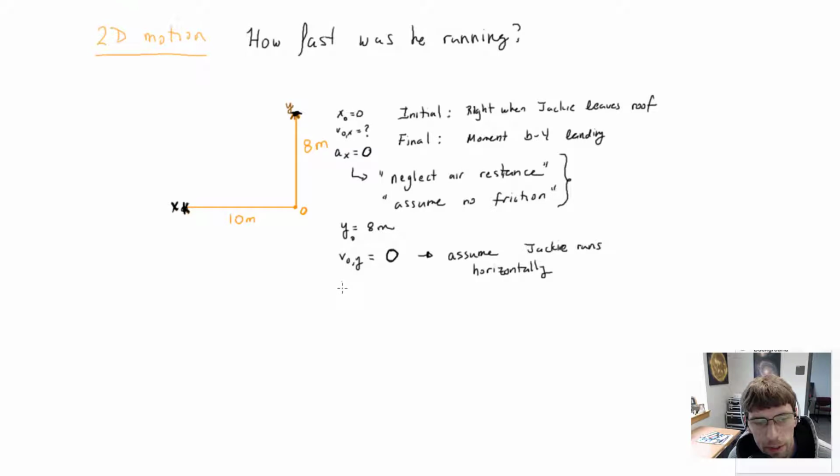And the acceleration in the y direction, since I've chosen up to be the positive direction right there, means that I will put in negative g. And I'll leave that just in terms of g for right now. Good so far?